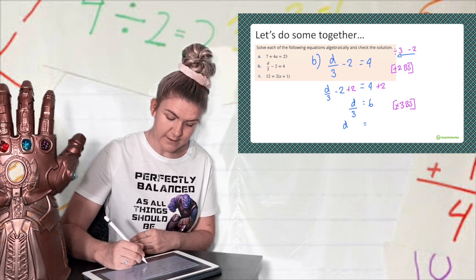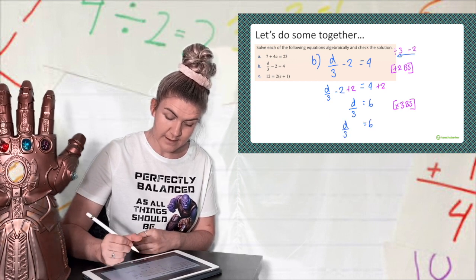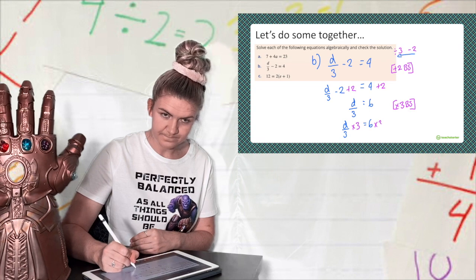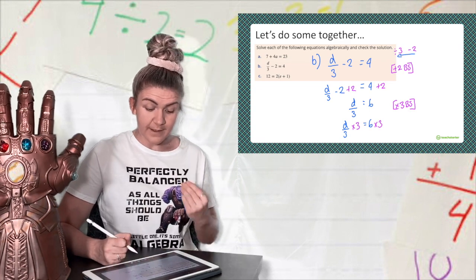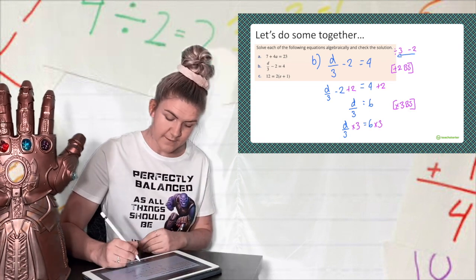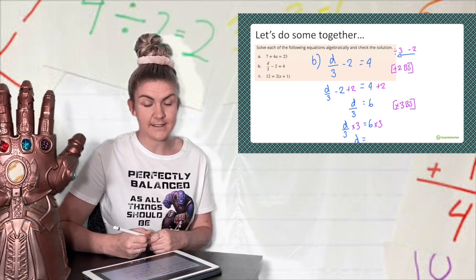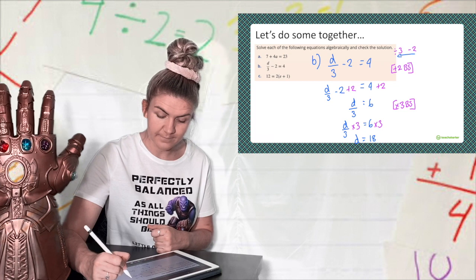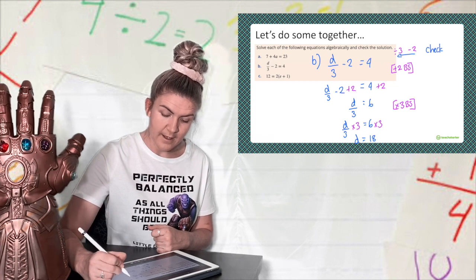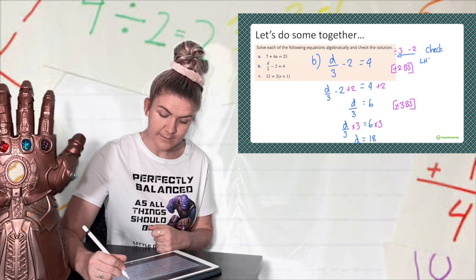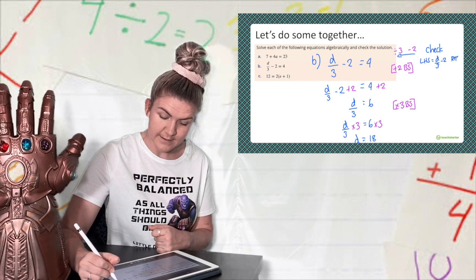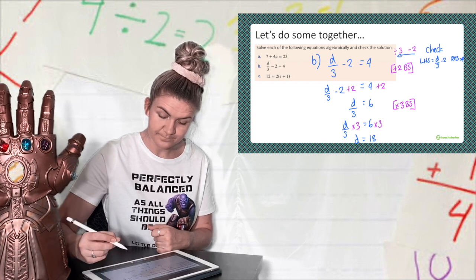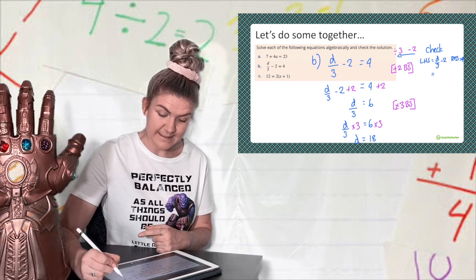And so I've got d over 3 and 6, and I'm timesing by 3. Divide by 3 and times by 3 cancel, so I just have d left on this side, and 6 times 3 is 18. I now need to do a check. I've got my left-hand side, which is d divided by 3 take 2, and my right-hand side, which is 4. So I think d is 18.